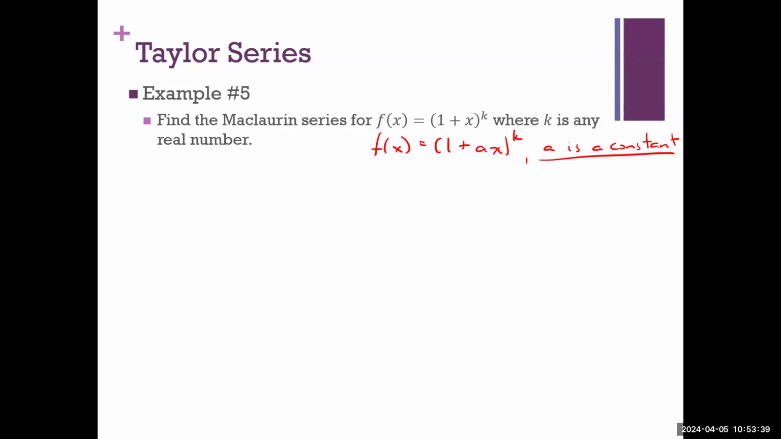So let's just start building up again. How do we get the first coefficient? That's f of 0, right? What is f of 0? Still 1. What is C1? F prime of 0. So what's that going to be? K times 1 plus ax to the k minus 1 times a. So if I plug in 0 to that, what do I get?